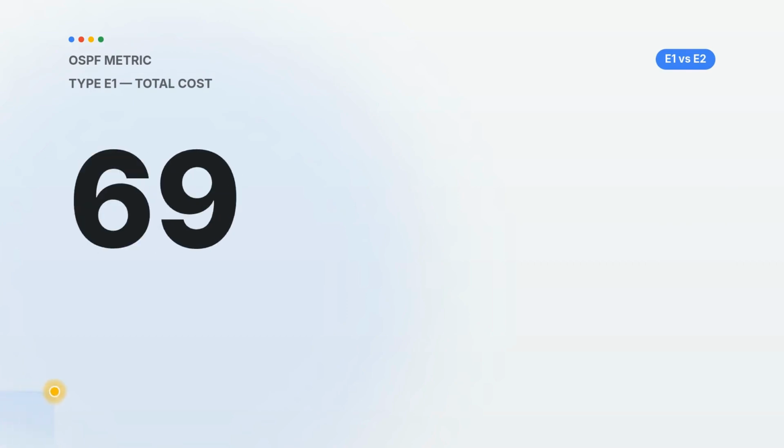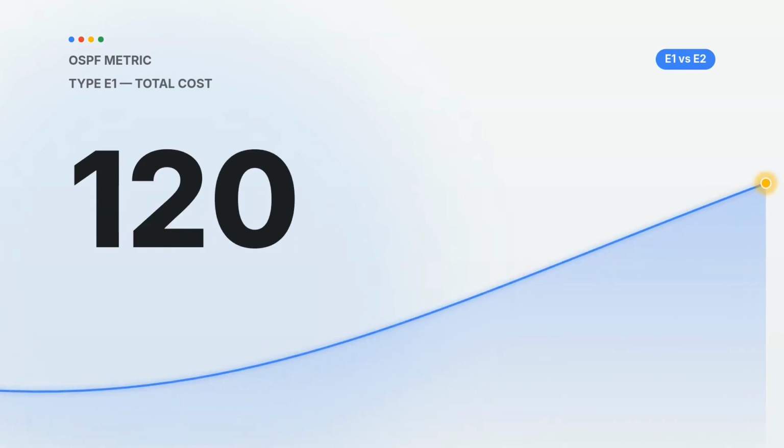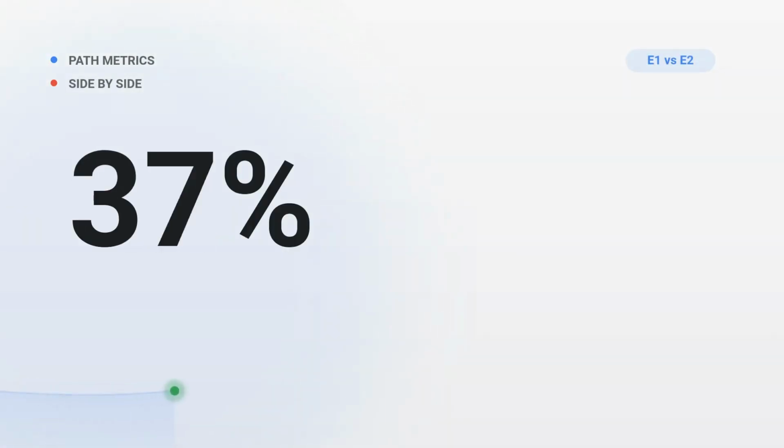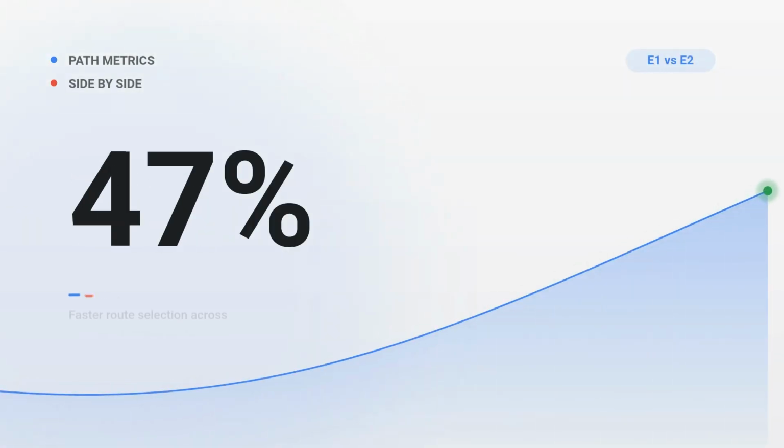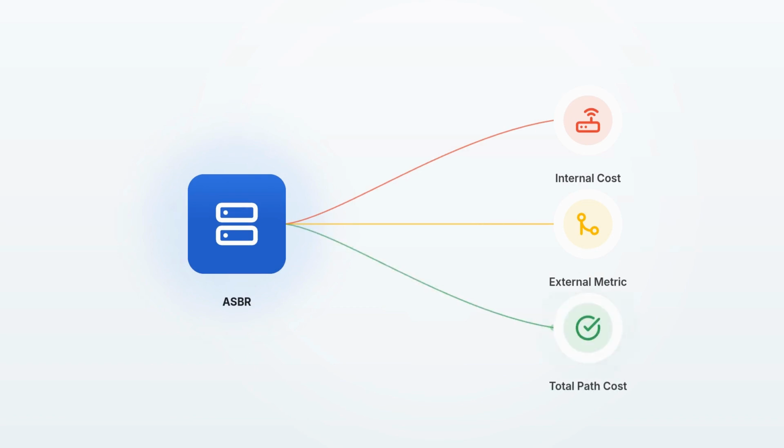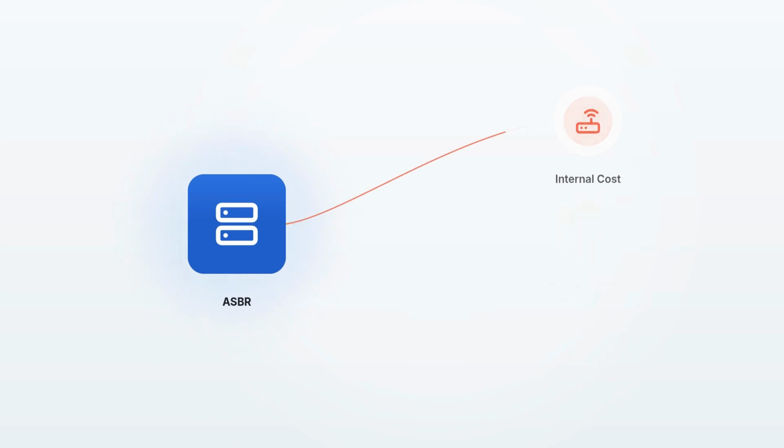Here's the real difference. E2 keeps the external metric fixed, while E1 adds the internal cost to reach the ASBR. So keep the path metrics side by side. That's the fastest way to see why E1 and E2 can pick different routes. With E1, the metric reflects the full trip. It includes the internal OSPF cost to reach the ASBR plus the external metric.